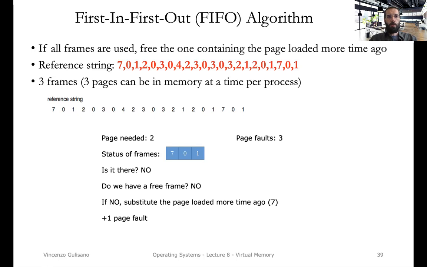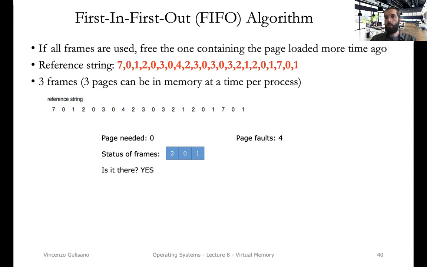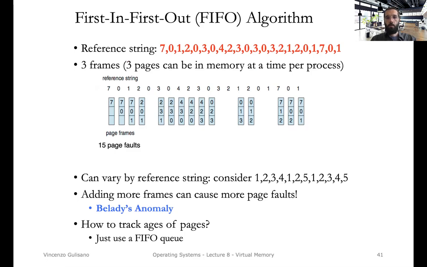Now we need page 2. We ask ourselves, is it there? No. Do we have a free frame? In this case, the answer is no. So in that case, we need to substitute the page that was loaded more time ago. This case would be 7. So we have 1 page fault and now 2 will be placed in the position where we had 7. Now we need 0. It's there, so it's fine, and so on and so forth.